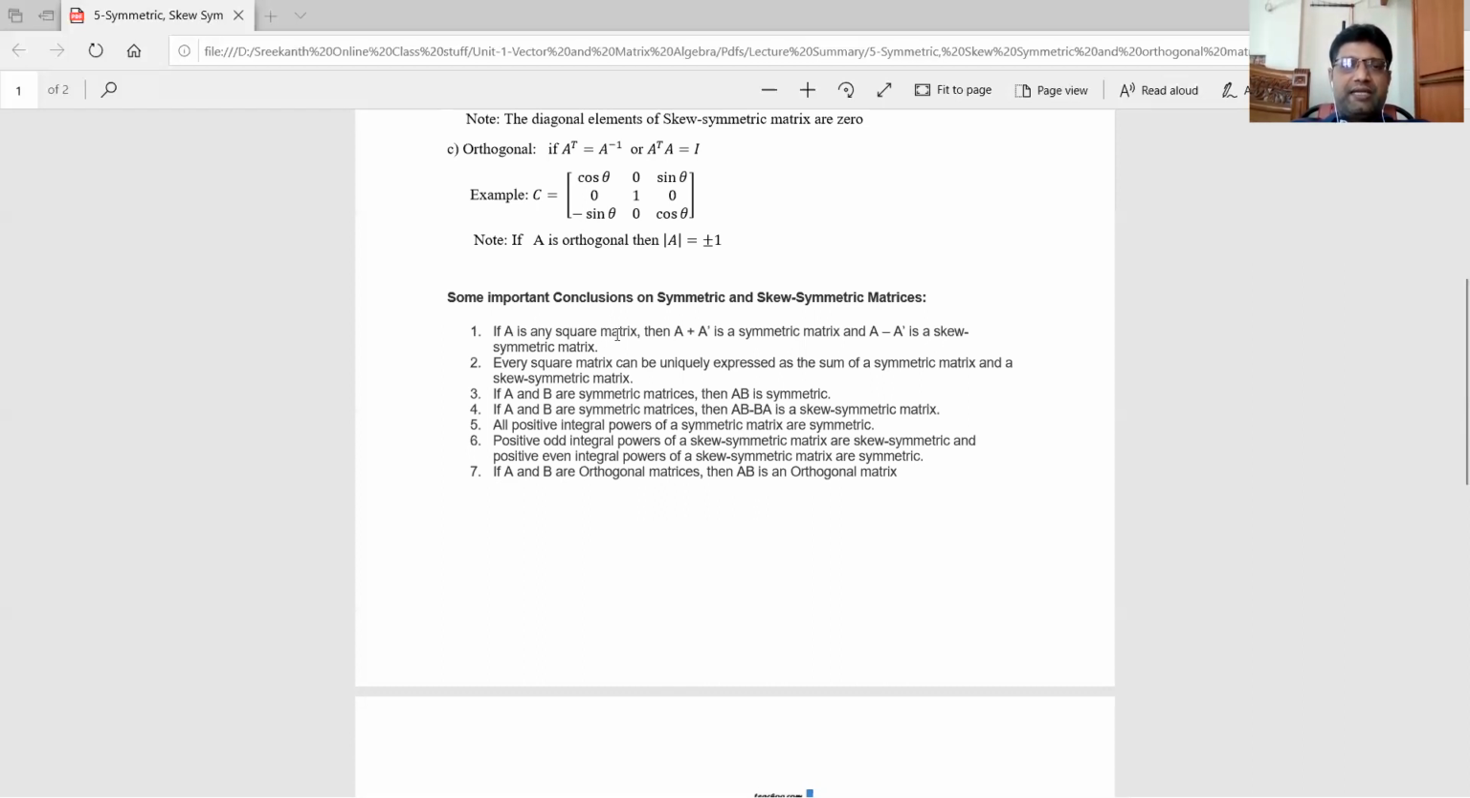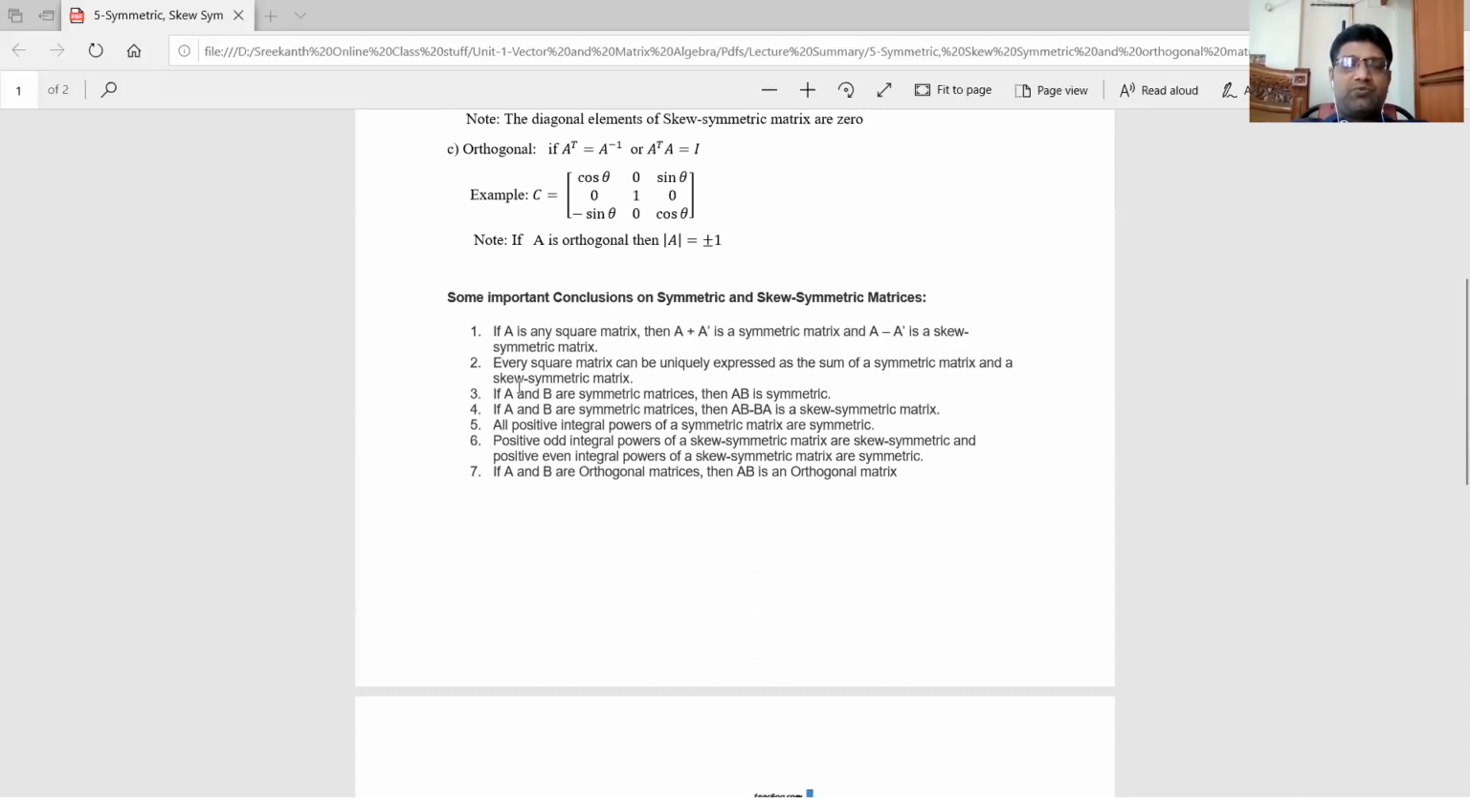If A is any square matrix, then A plus A transpose is a symmetric matrix, and similarly A minus A transpose is a skew symmetric matrix. So if you take any matrix A, write its transpose, and add it to the original matrix, then definitely that will behave as a symmetric matrix. The same thing, if you subtract it, it will act as a skew symmetric matrix.